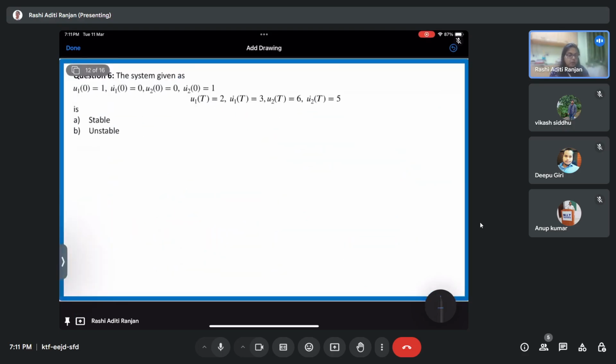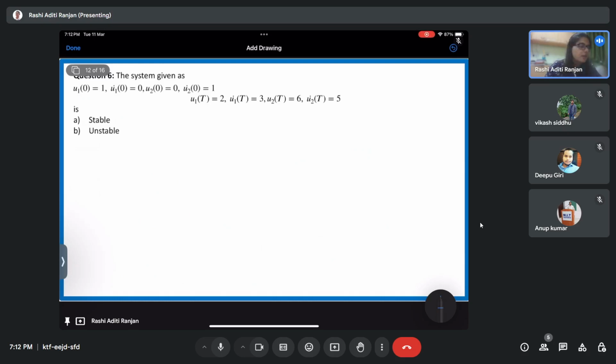Now coming on to question number 6, we have the system given as this. We have the values of u1, u2, u1 dot and u2 dot at 0, and then we have their values at t, where t is the time period. So what do we have to do? We have to apply the concept of Floquet theory, and find the Floquet multiplier, or the eigenvalue of the monodromy matrix. On the basis of that, we can tell about the stability of the system. Now I hope it is easy for us to solve because it is just pure mathematics.